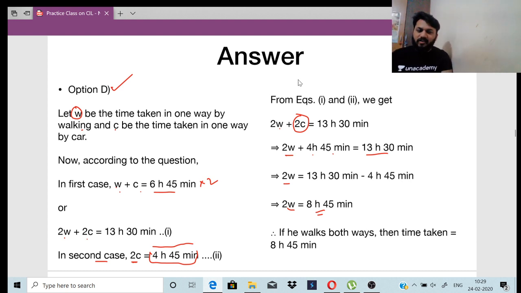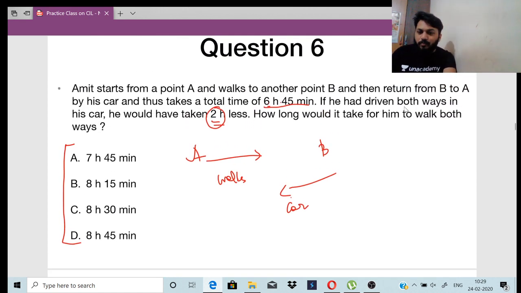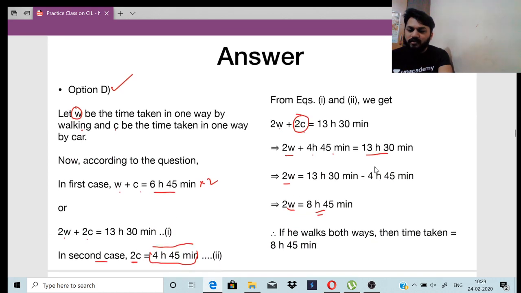Okay, so it is 8 hours 45 minutes. 2C equals 4 hours 45 minutes. Substitute 2C here, it will be 8 hours 45 minutes. See here, if we had driven both ways in the car, that is 2C equals 4 hours 45 minutes. It is not 1C. If we had driven both ways in car, 2C equals 4 hours 45 minutes, right? So both ways in walking we have to find out, 2W equals 8 hours 45 minutes. Clear? Okay, it is clear.